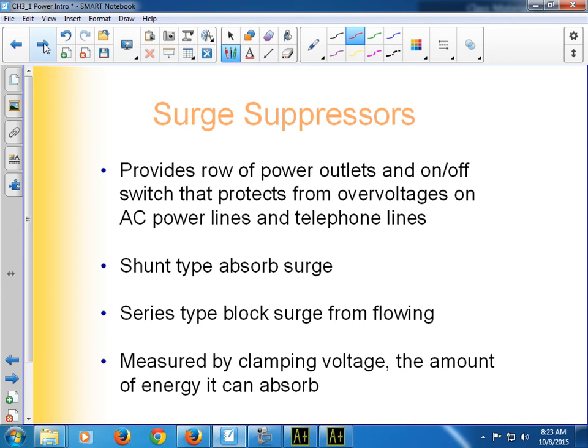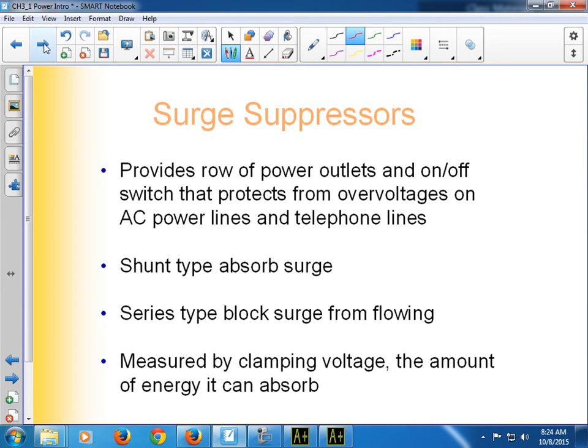Now, all these are rated for some amount of a surge, and whether or not it's written on the actual device, sometimes they are, sometimes they are not. This one is not. Yeah, this was actually kind of crummy. Suppressed voltage rating 330 volts. So this is a very low-end surge suppressor.